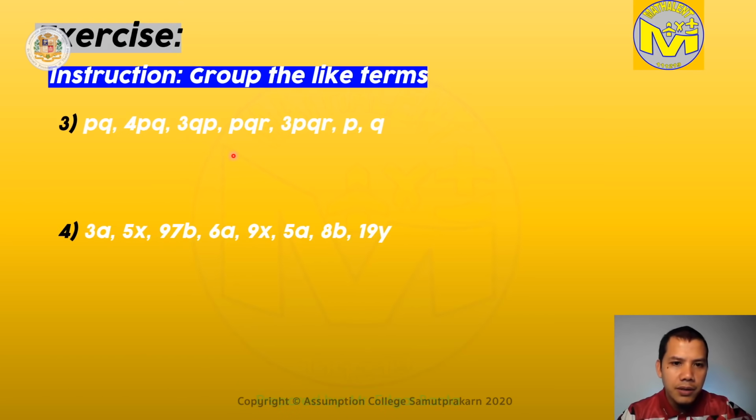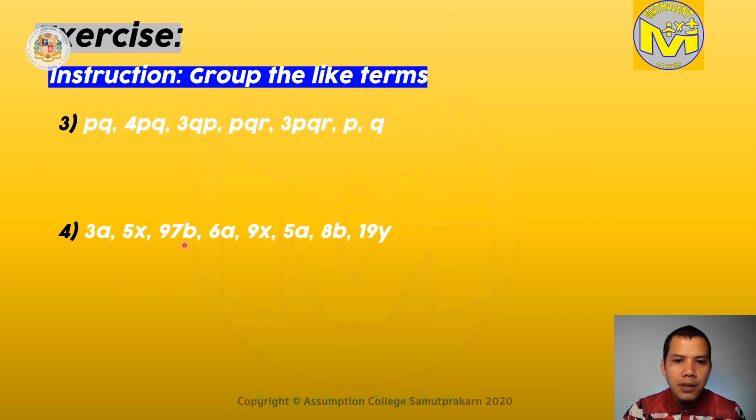The next group is the group of PQR. PQR, okay? PQR, and 3PQR. Number 4. How many terms? Count. 1, 2, 3, 4, 5, 6, 7, 8 terms again. So, what are the groups? We have A, X, B, and Y. So, of course, it is A first. So, group of A, we have 3A, we have 6A, we have 5A, we have 3 A's. So, write it down there.